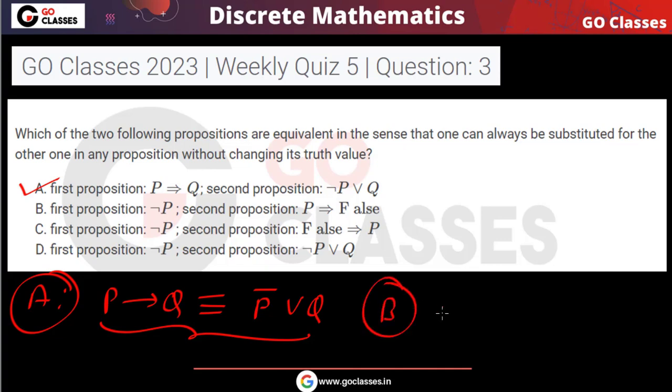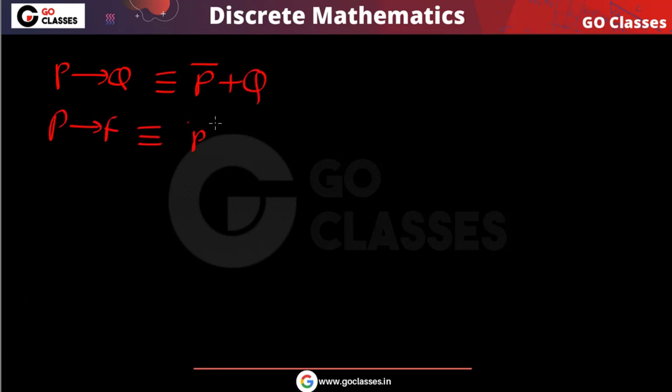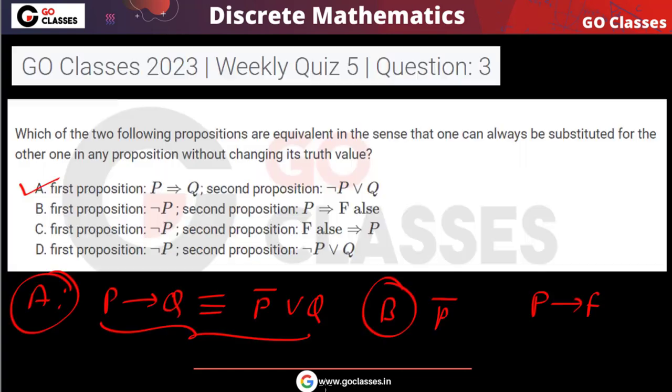So let's see option B. The first proposition is negation P and the second proposition is P implies false. We already know that P implies Q is equivalent to P bar or Q. So here, P implies false, what will that become? That will be P bar or false, and this is the same as P bar. So this is equivalent to P bar. So the first proposition and the second proposition are basically equivalent.